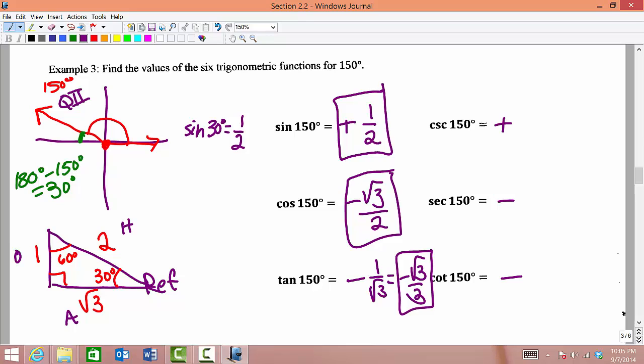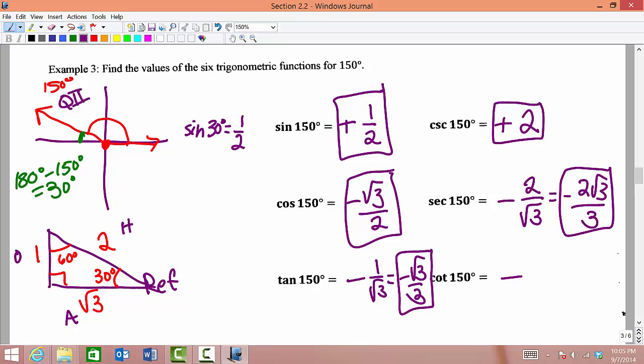Now I can do my reciprocals. The reciprocal of 1/2 is 2. The reciprocal of negative square root of 3 divided by 2 would be 2 divided by the square root of 3. And of course we want to rationalize. And the reciprocal of 1 divided by the square root of 3 would just be the square root of 3 over 1, or just the square root of 3.